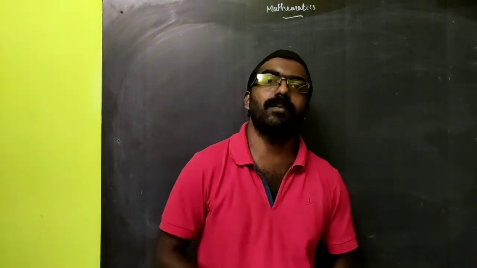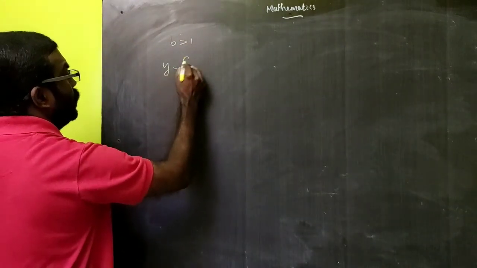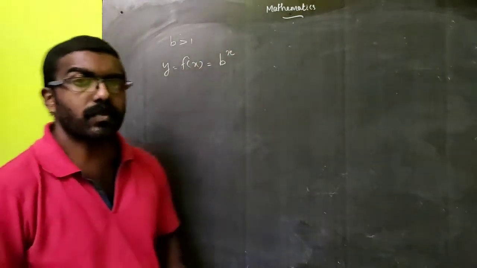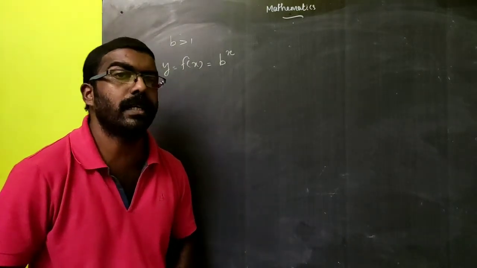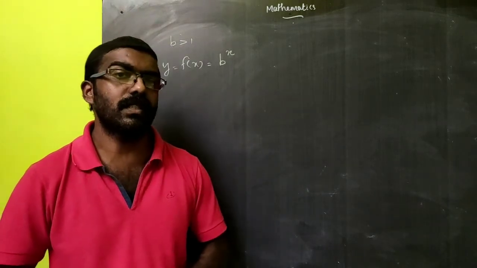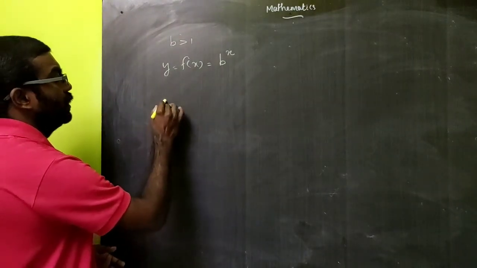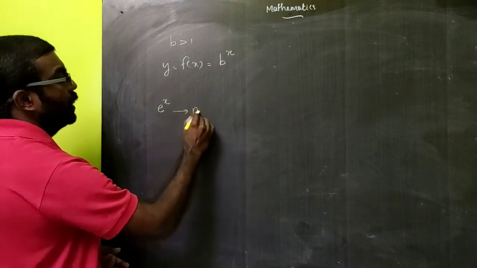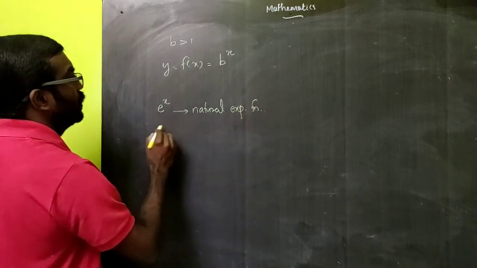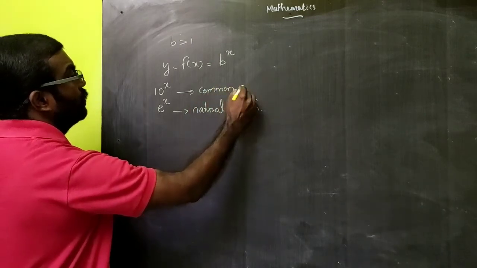The exponential function with the positive base b is a function y is equal to f of x is equal to b raised to x. Exponential functions with the base 10 are called common exponential functions, and the exponential functions with the base e are called natural exponential functions. E raised to x is the natural exponential function, and 10 raised to x is the common exponential function.